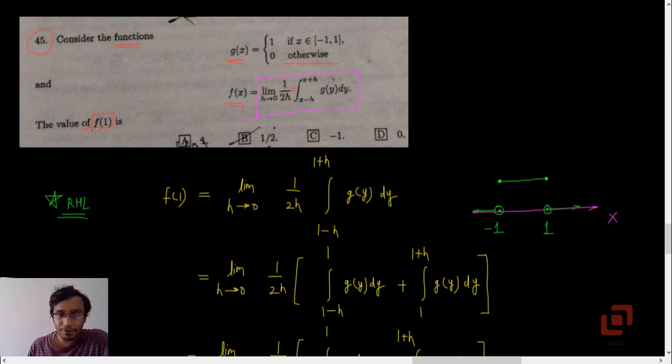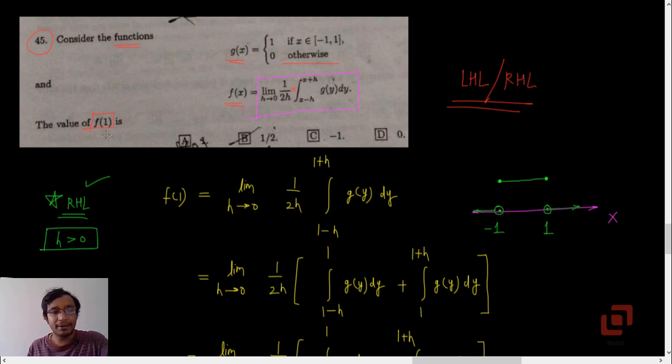f of 1 has been asked. And because all options are numbers, we can say with 100% certainty that f of 1 exists, which means this limit exists. And if this limit exists, it means it is enough to consider either the LHL or RHL to evaluate f of 1. Now I am considering the right hand limit. You can also solve the sum by considering the left hand limit, but I'll do it with the right hand limit. Now what do I mean by right hand limit? I'm going to take h positive.